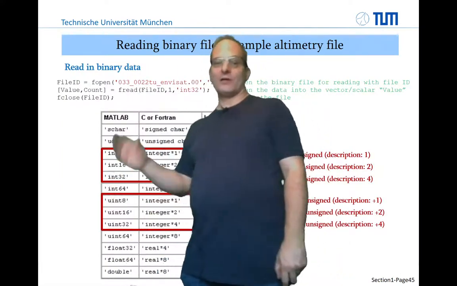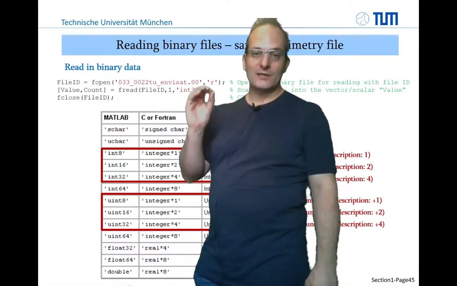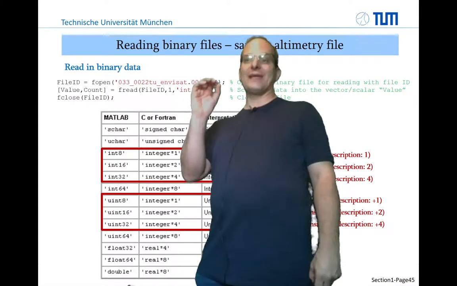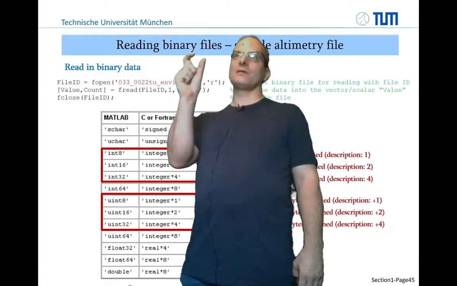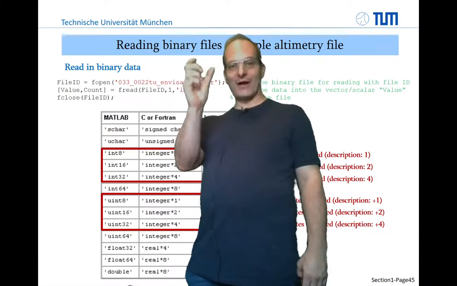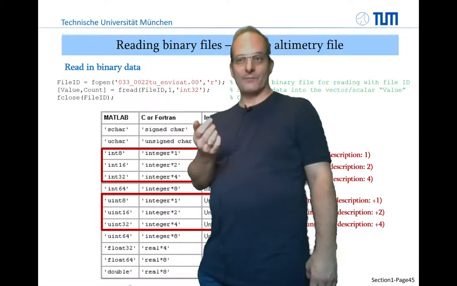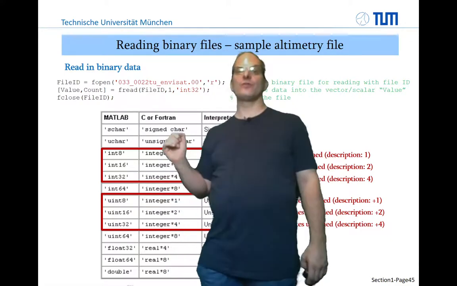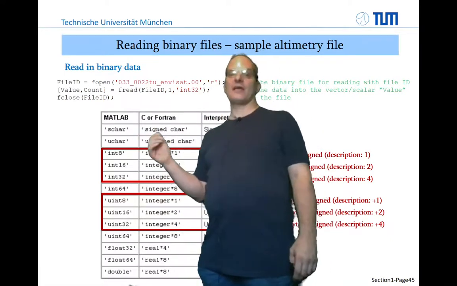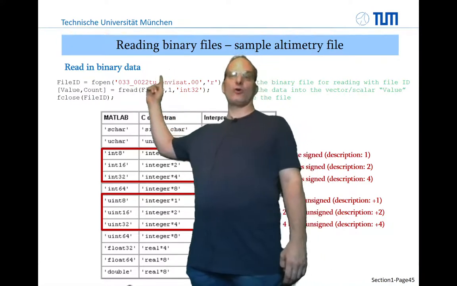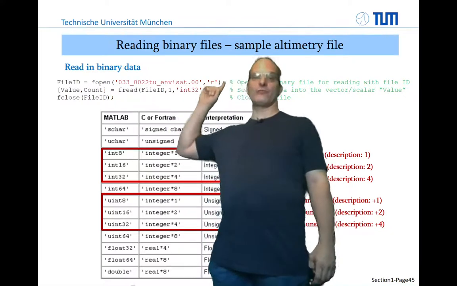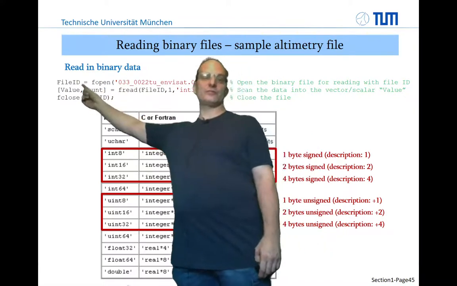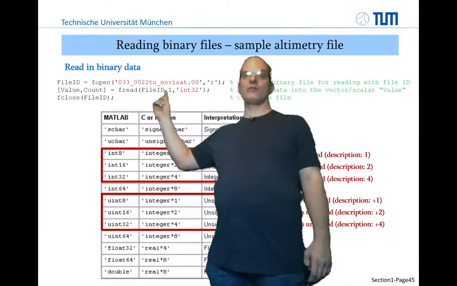So in MATLAB, you need now a method to interpret the different binary sequences of bytes in the correct way. So what you do is you use the normal open and close mechanism and the read mechanism shown here. So you open the file with a name like here. You open it for reading and you get a file descriptor or file ID. And with this file ID, you can read now.